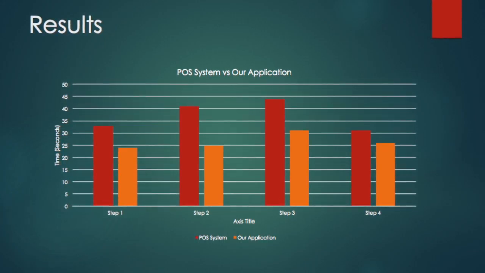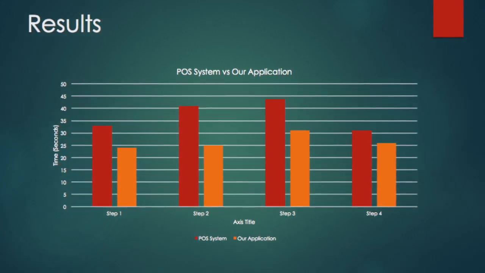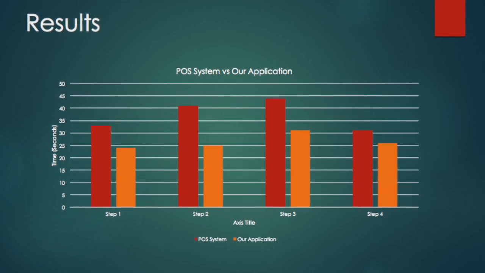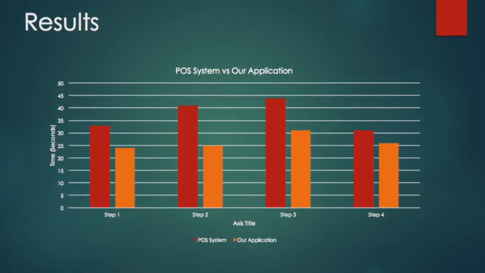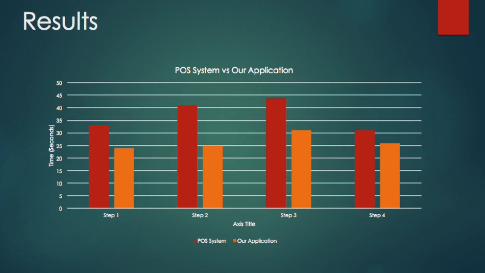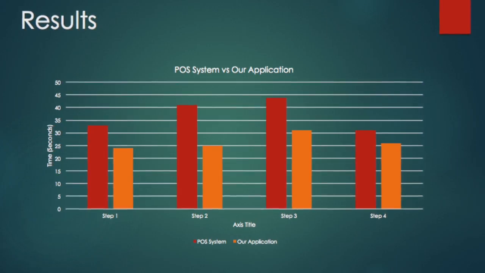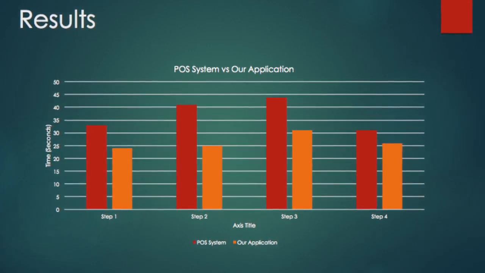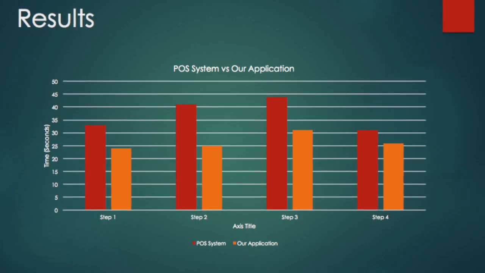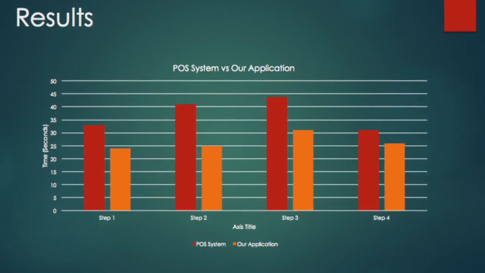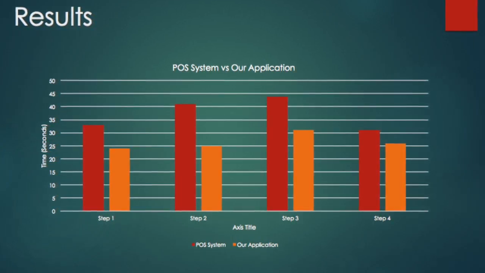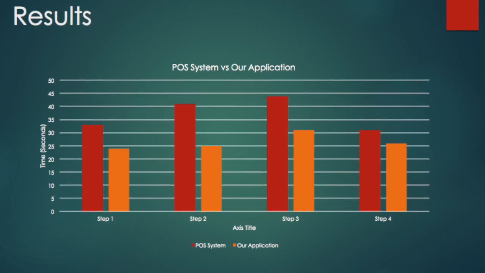As for the pilot study, we basically took two different people, young 18 to 24-year-old servers in the restaurant industry, and had one work on a POS system doing the same task as one on our app. Four separate tasks were implemented and we timed each.